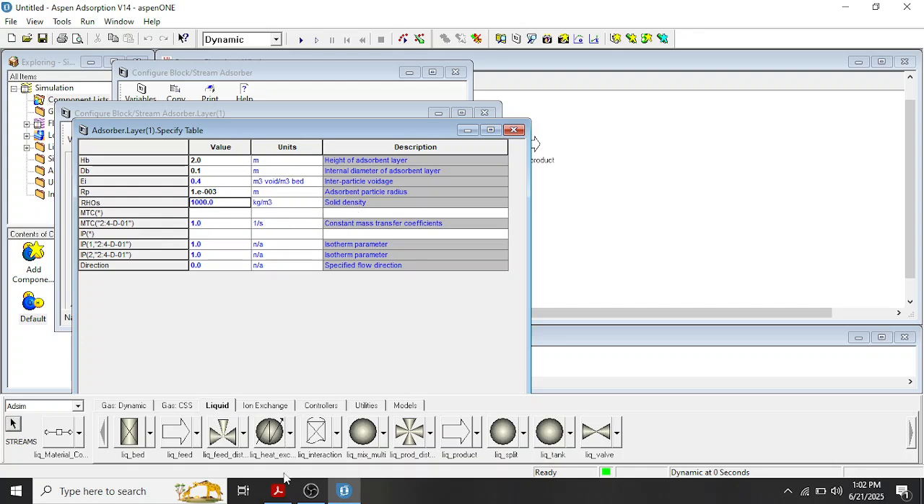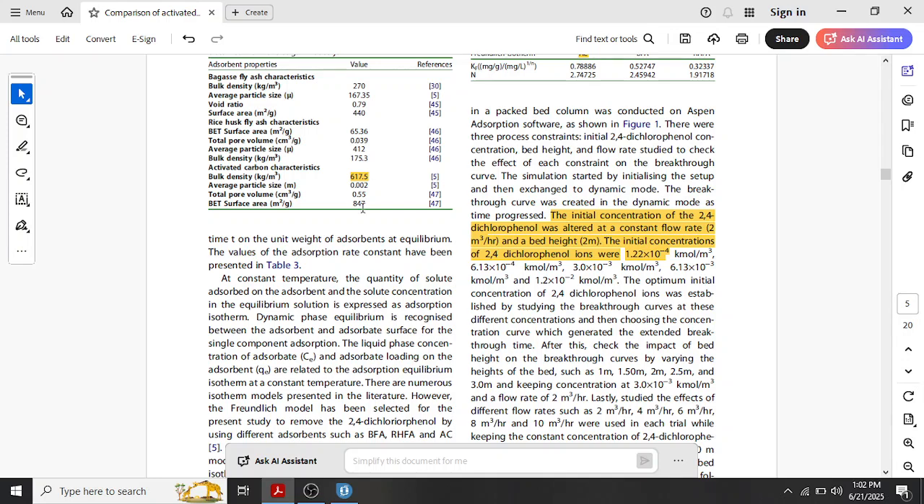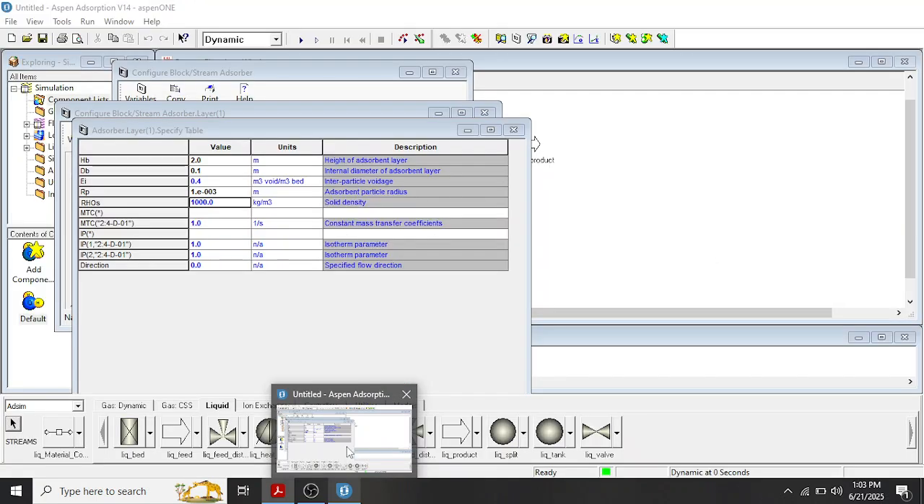The solid density, the bulk density of the adsorbent is given to us. So this is the bulk density of the activated carbon, and you can obtain this from experiments. There is a relation between particle density and bulk density. The bulk density is equal to the particle density multiplied by 1 minus porosity, which is 0.4 in this case. So the bulk density divided by 1 minus 0.4, this is the interparticle voidage, will be equal to the particle density.